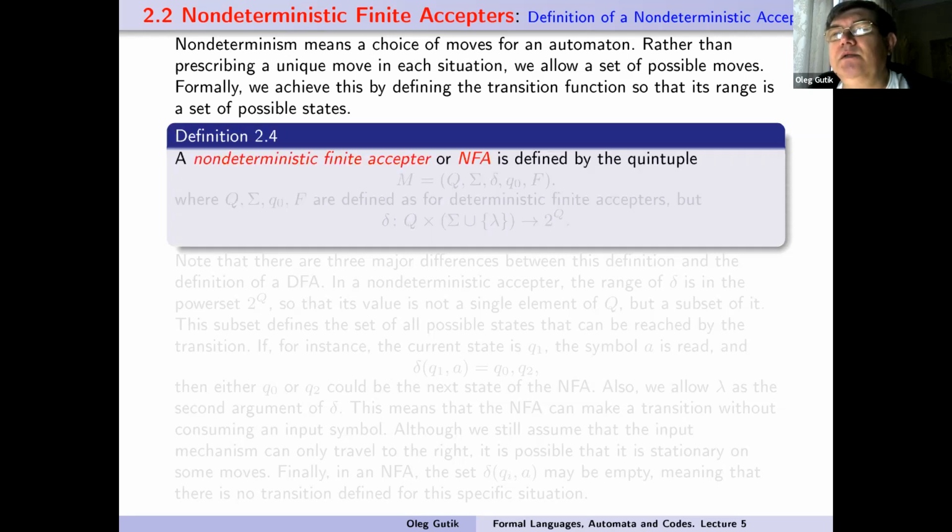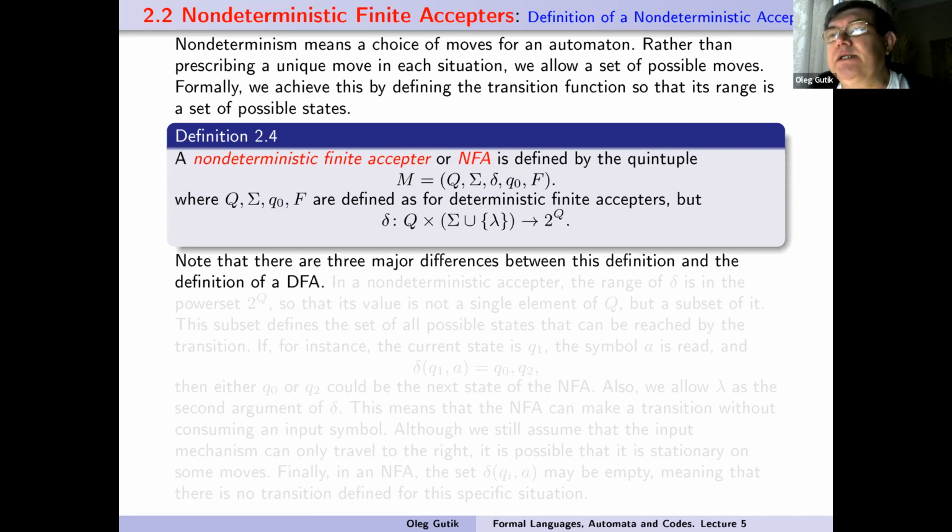Definition. A non-deterministic finite acceptor, or NFA for short, is defined by the quintuple M. It consists of Q, sigma, delta, Q0, and F, where Q, sigma, Q0, and F are defined as for deterministic finite acceptors, but the transition function delta goes from the product of Q and sigma union the empty word to the set of all subsets of Q.